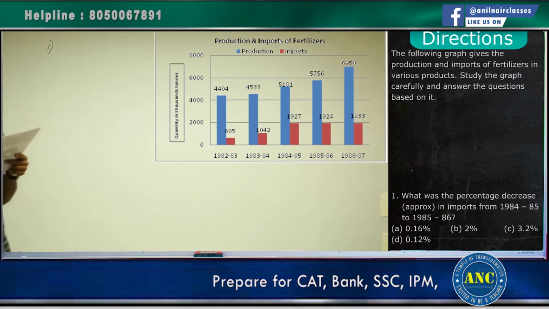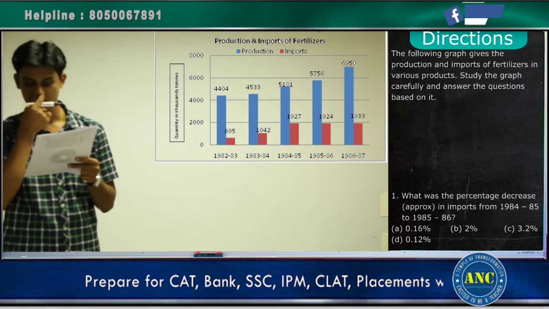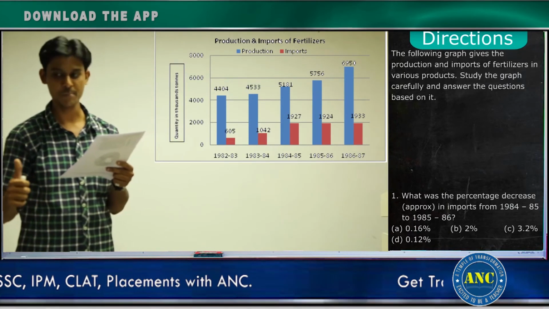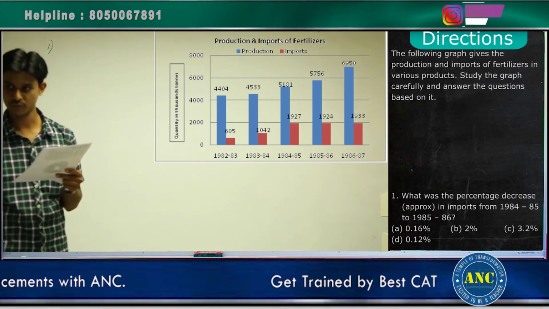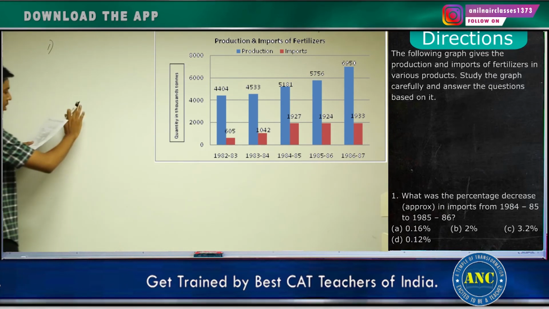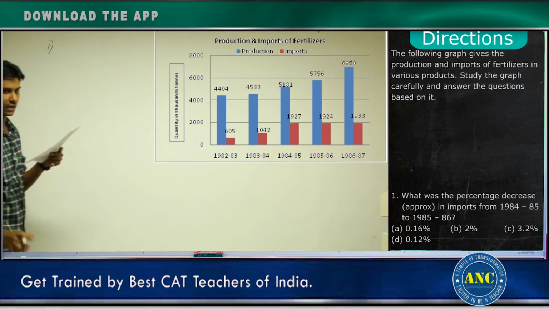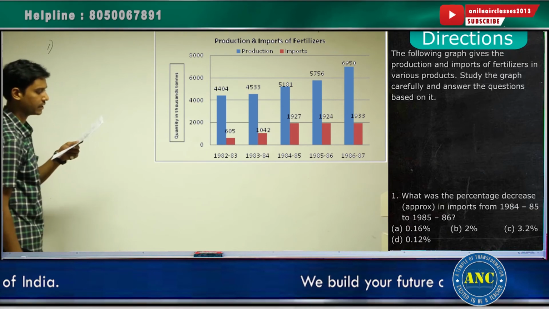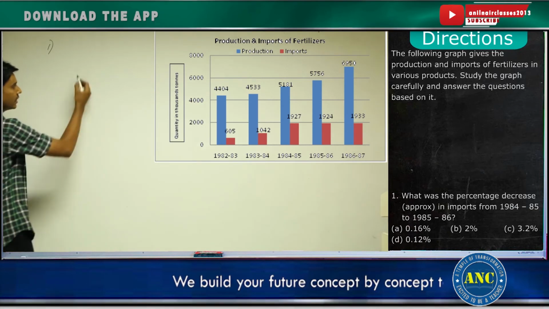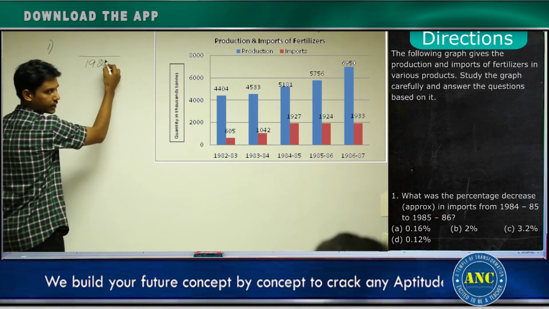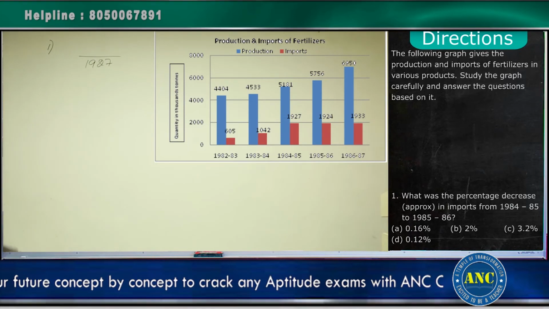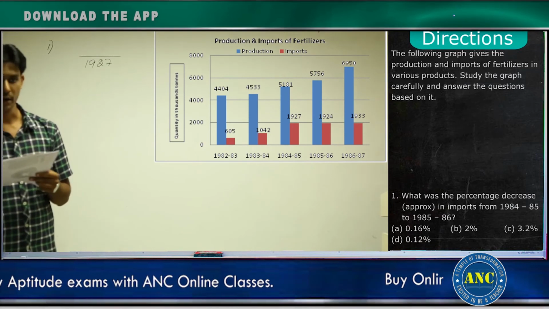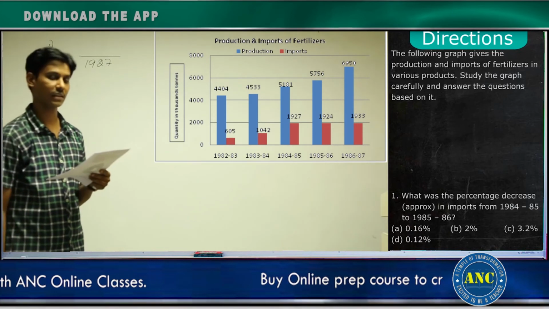What was the percentage decrease in imports from 1984-85 to 1985-86? That means they are talking about the imports part. You need to check only the imports part in your graph. That means the white part is more than enough for us. What was the value in 1984-85? Imports value 1927. Initial value should always come in your denominator. So 1927 is coming in the denominator. Next, 1927 is becoming 1924. That means there is a decrease of 3.